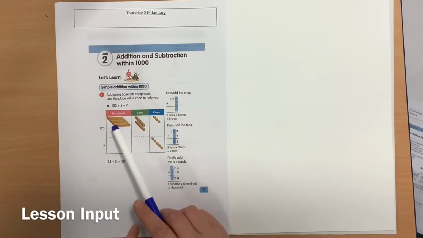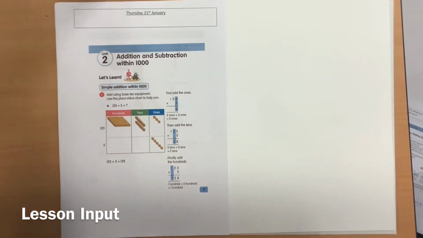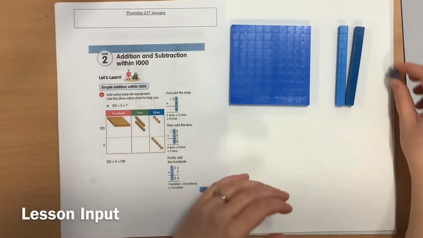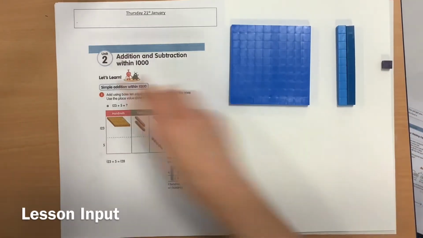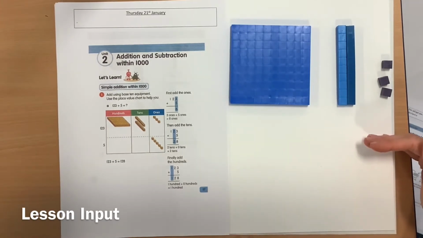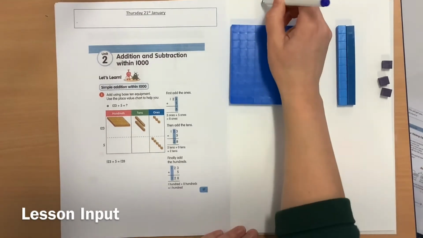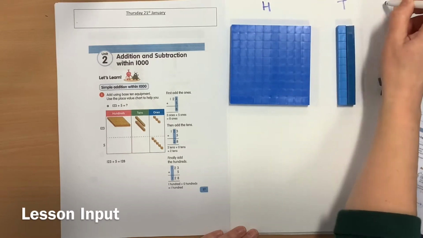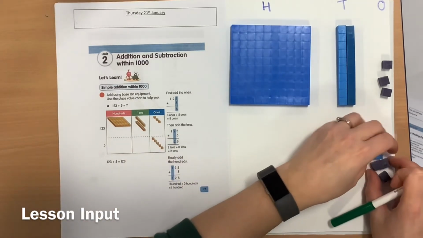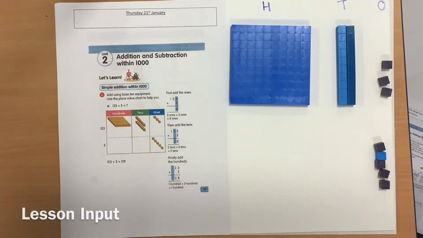If I were to take this problem, 123 add 5, I could build my numbers, and they do stay very much in hundreds, tens and ones. I'm going to use place value grids. We've got 123, and we could put that at the top of our place value grid. If I put hundreds, tens, and ones, we put that at the top, and then at the bottom we're going to put however many we want to add on. So in this case it's 5. I'm going to put 5 in the ones column like that.